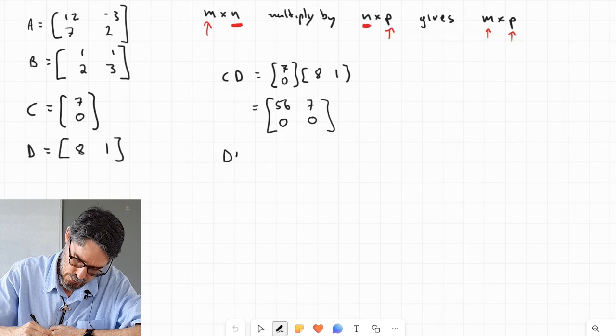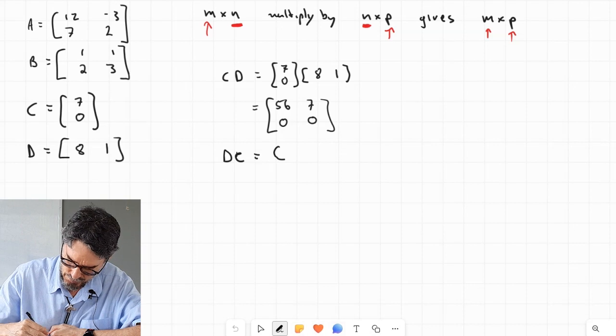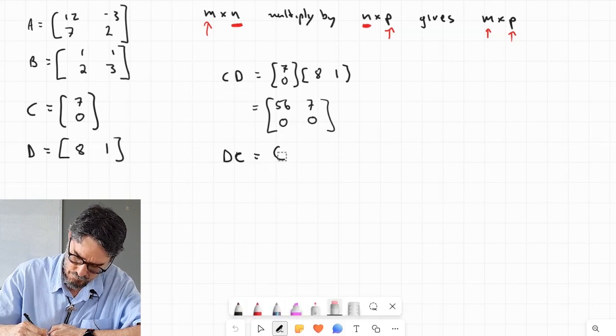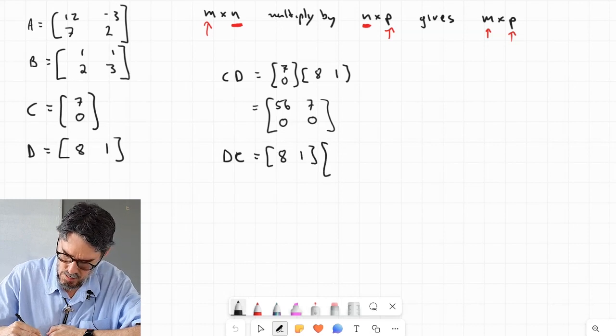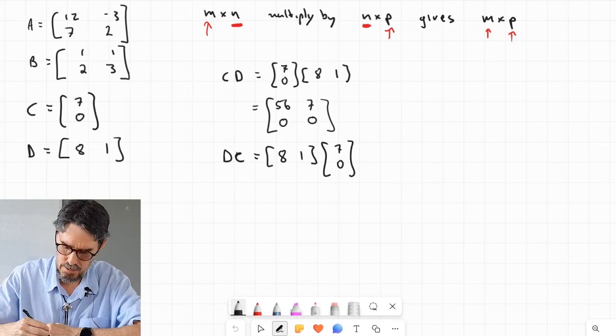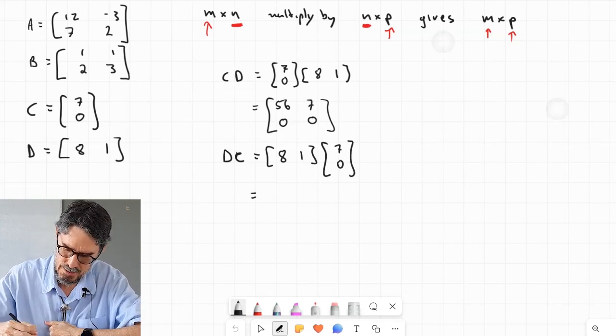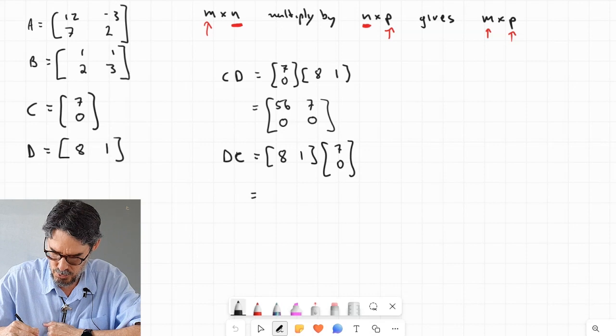Also, I can do D times C. Let me show you that one. That was a very messy square bracket. Let's see if I can neaten that up a bit. D times C is 8, 1, 7, 0. So my result this time is going to have, let's work this out. Can I multiply them? Yes, I can, because this one has 2 columns and this one has 2 rows.